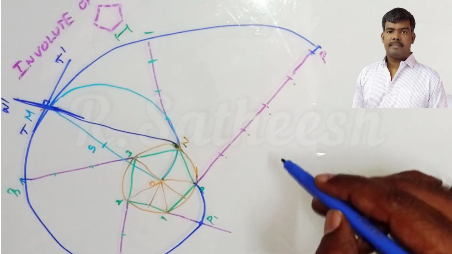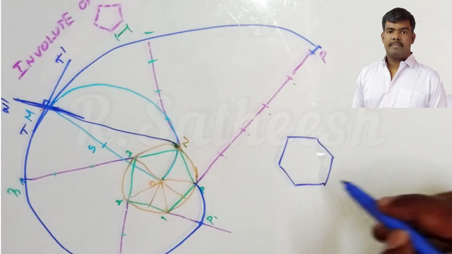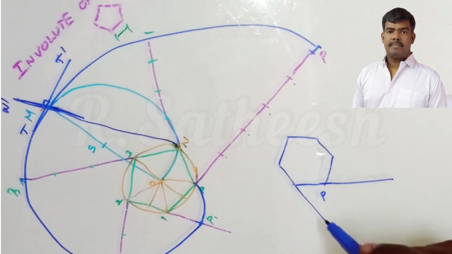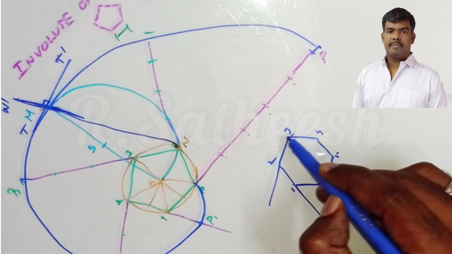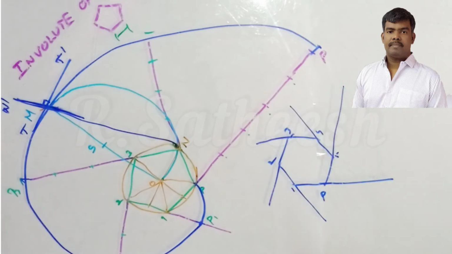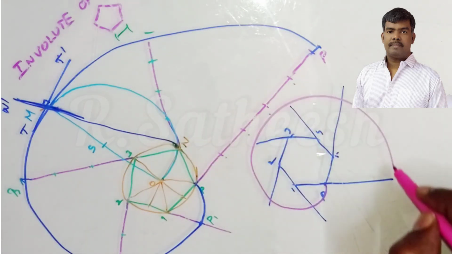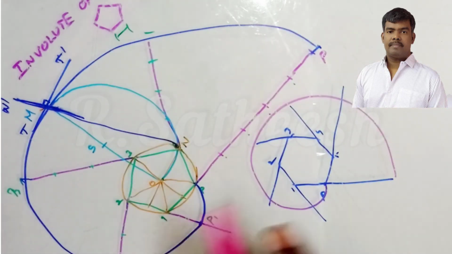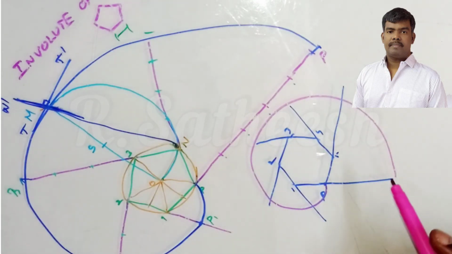Similar procedure for the hexagon: draw the hexagon as per the given size, clear? Let us consider a starting point, extend the sides 1, 2, 3, 4, 5, clear? Then the same procedure, so you construct the involute curve, clear? So this is the procedure. For polygons all are the same: here a 5-sided polygon, here a 6-sided polygon, it is a pentagon and a hexagon, clear?